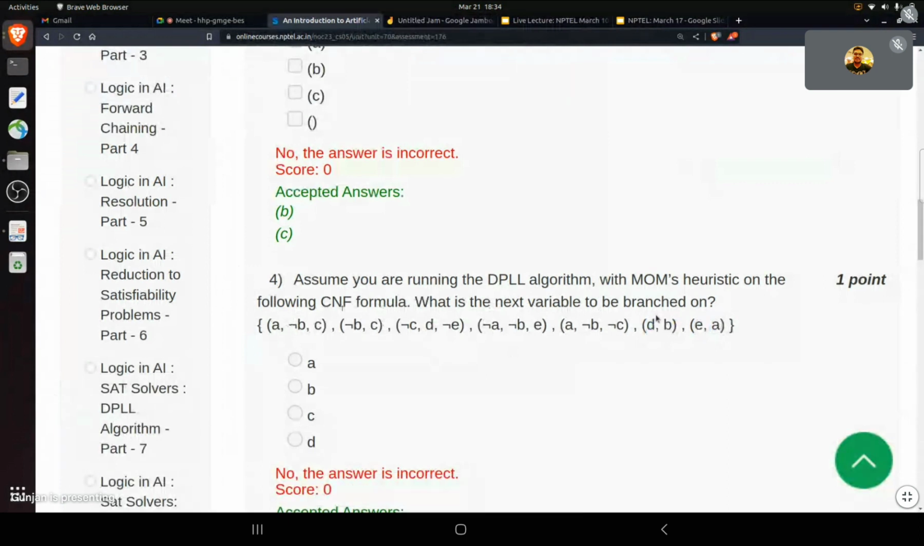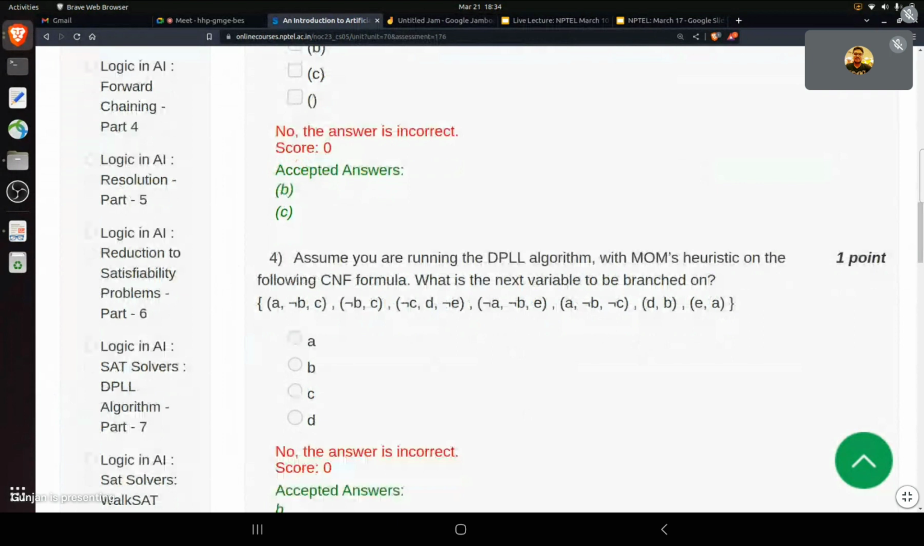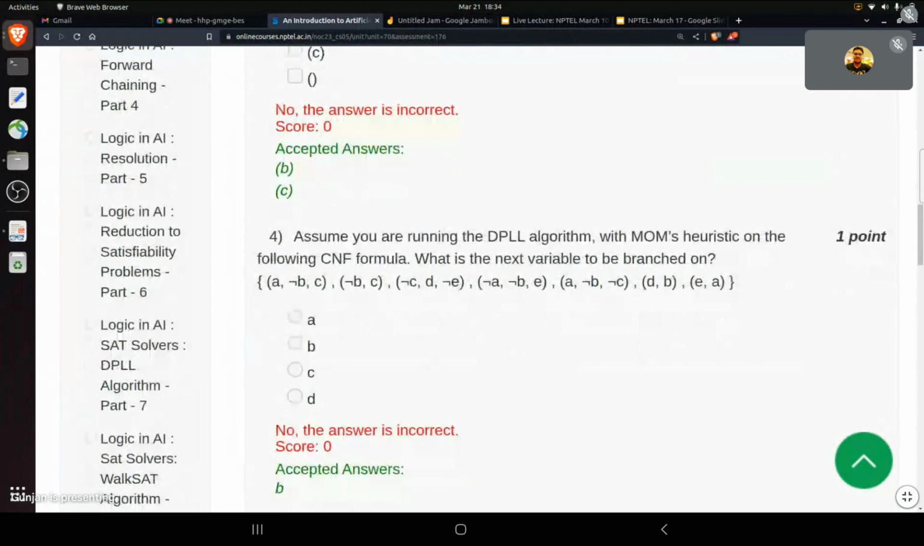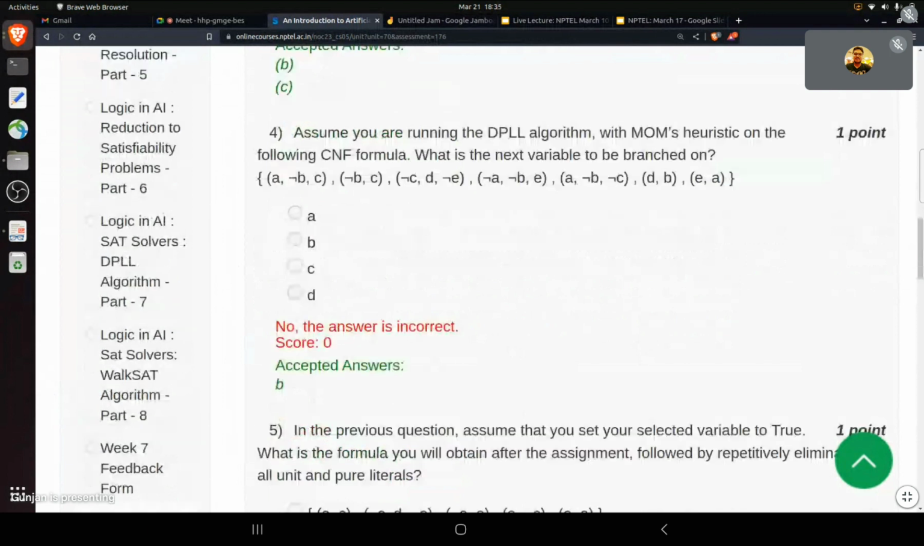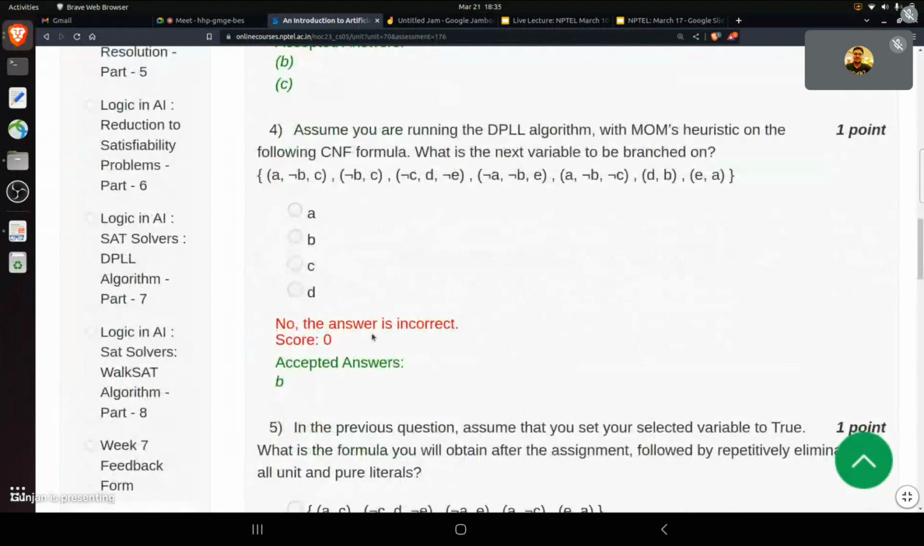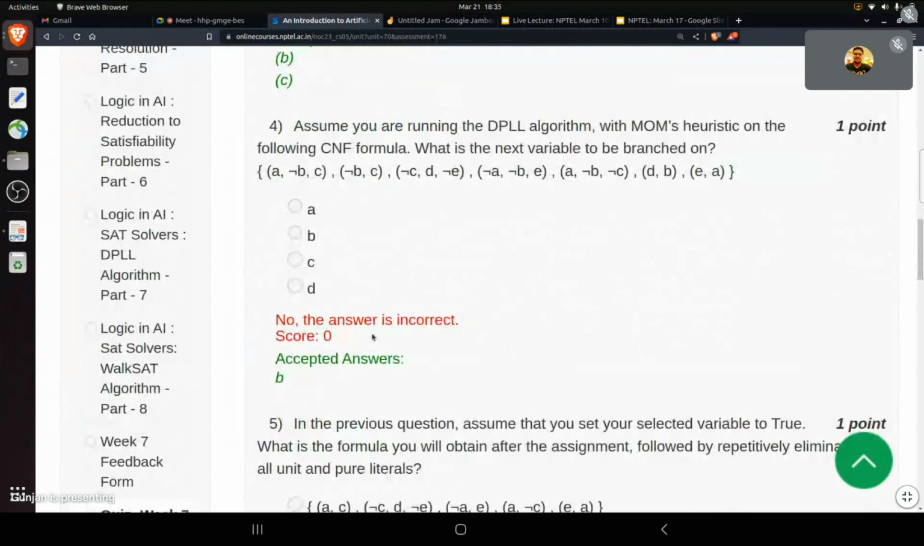Now, which variable occurs the most? B is occurring twice, one in negative form and one in its true form. Then there is C once, D once, E once, and A once. So since B is occurring twice, we will pick that one. Is it clear now? So we will pick B, right?